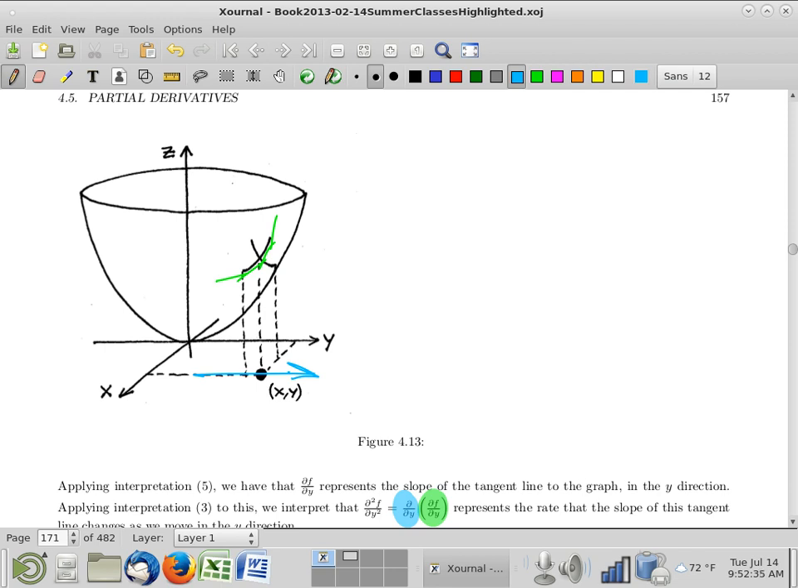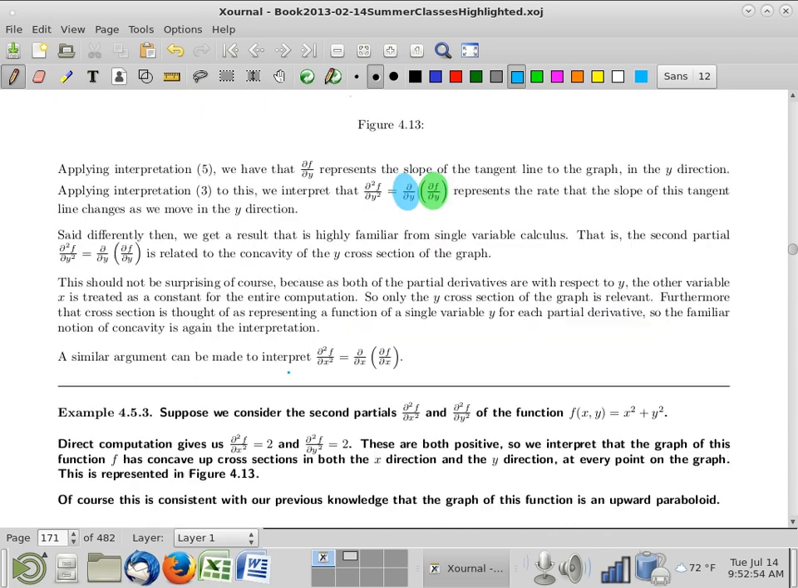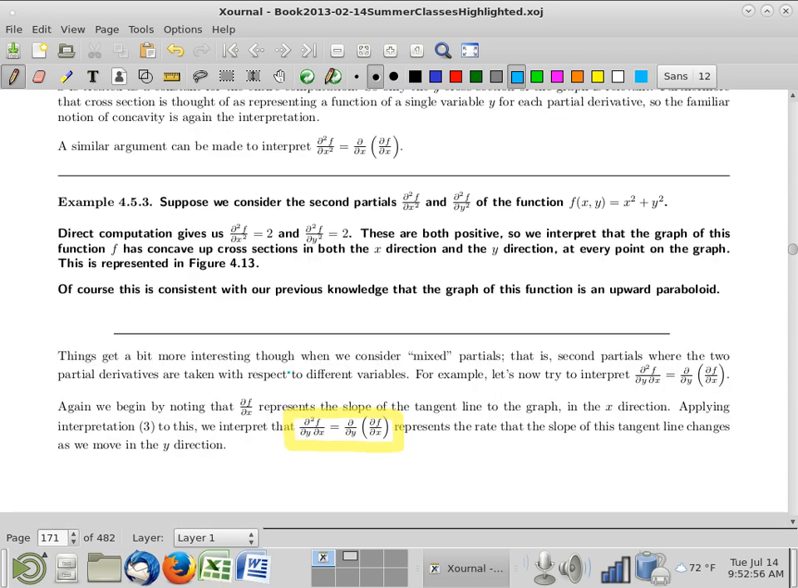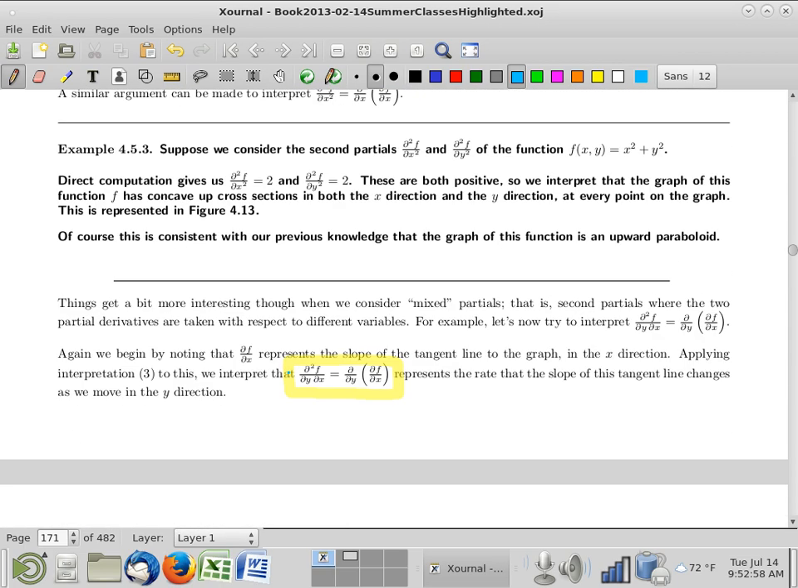Right? I mean, this is really just kind of a repeat of how we interpret concavity from single variable second derivatives. But nevertheless, I can interpret the outside derivative as representing a rate of change and the inside derivative as representing a slope. So we're actually going to need that point of view when I try to make sense out of the mixed partials. So let's look at this expression here.